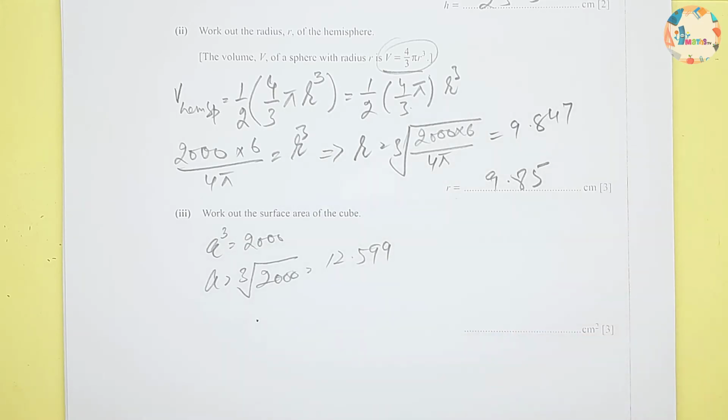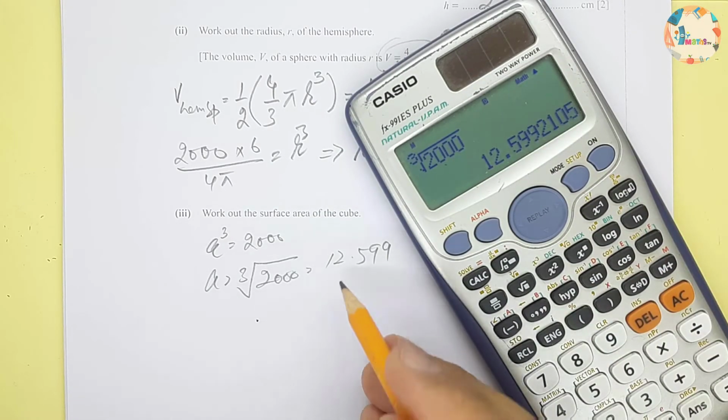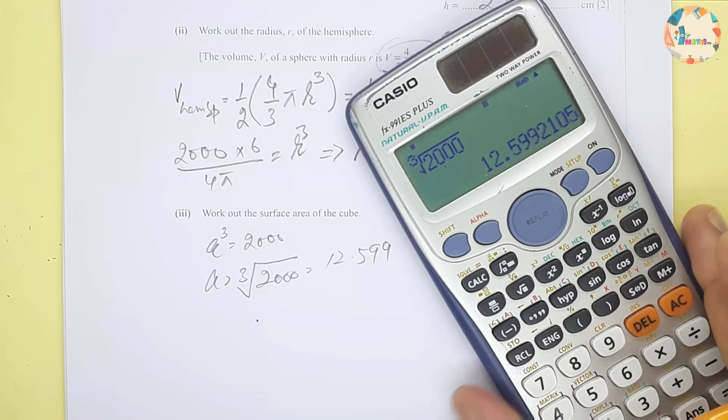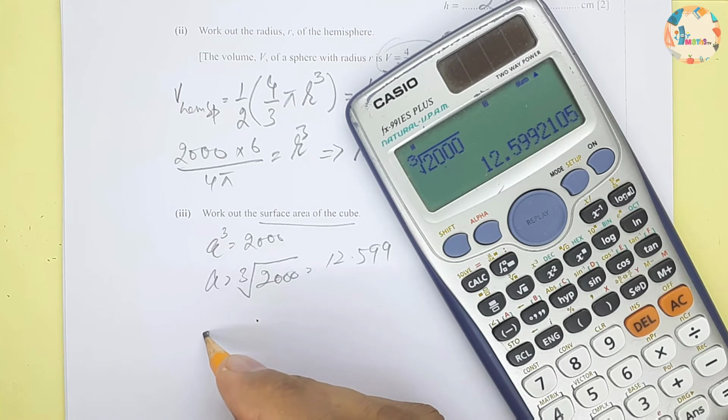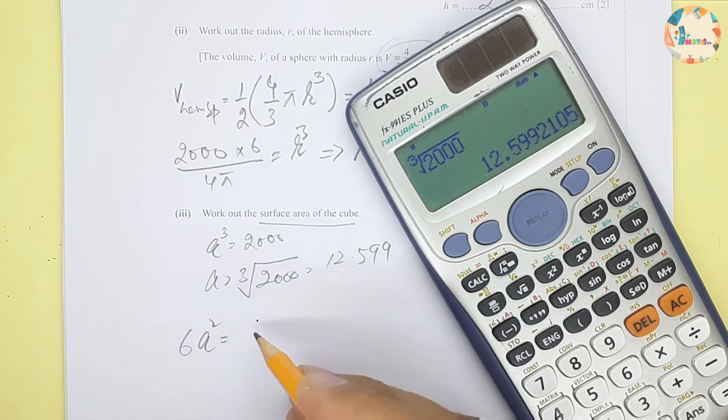I'll keep these numbers on the calculator screen. So this one is the value of a. Now we need the surface area. So what is the surface area of a cube? 6a squared will be the surface area of this.